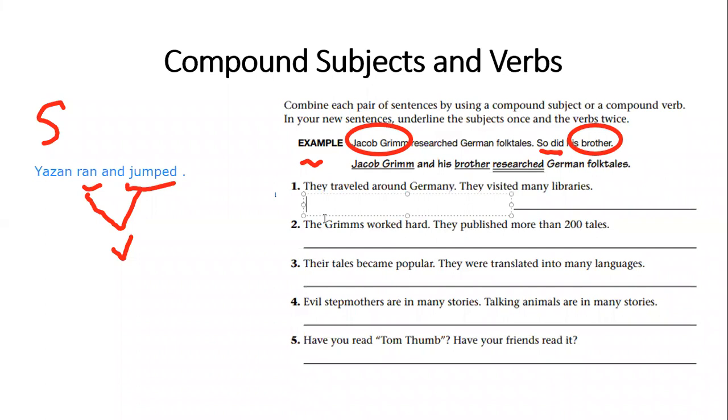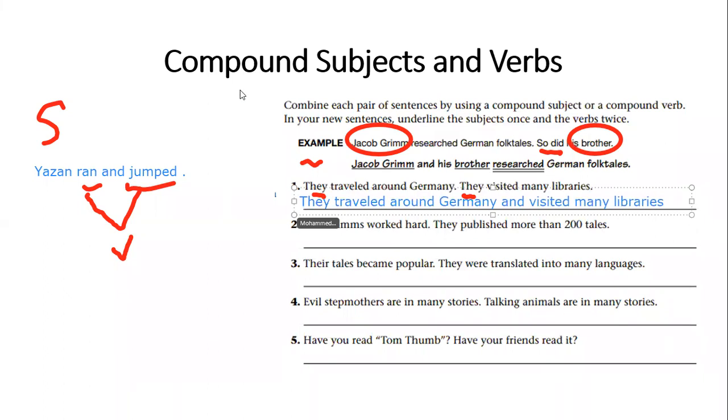So let's connect the two sentences now. It's going to be they traveled around Germany and visited many libraries. Visited many what? Libraries. Good. Nice. This is it. They traveled around Germany and visited many libraries.